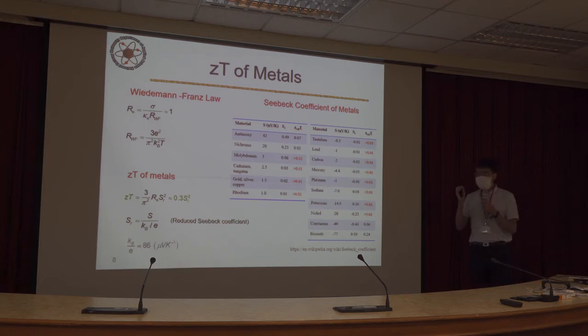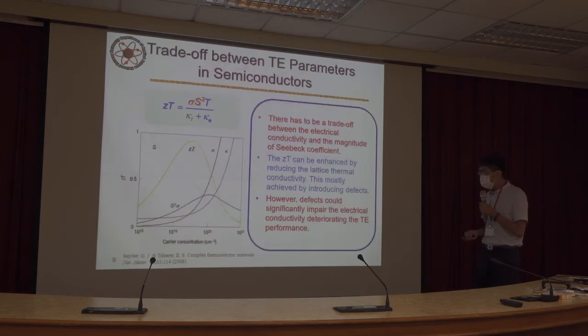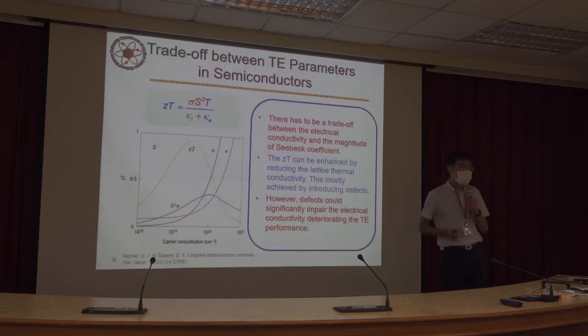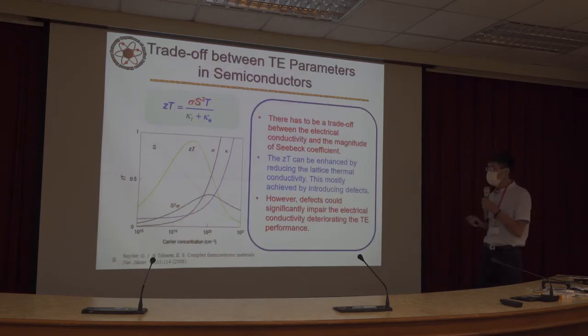So the ZT is almost only determined by the magnitude of the Seebeck coefficient, which is small for metals. So generally, metals are not good thermoelectric materials. Generally, good thermoelectric materials are semiconductors.